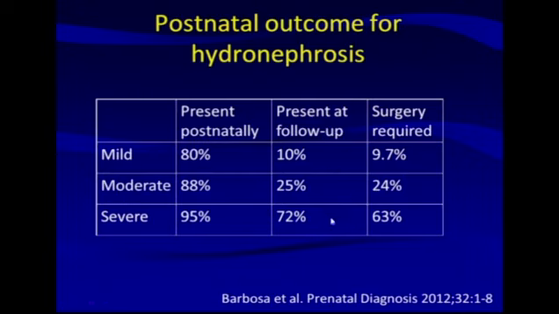But if you follow over time, and this follow-up was done at about 2 to 3 years after birth, the degree of persistence of the abnormality dropped off precipitously in the mild category, and even down to 25% in the moderate category. But most of the patients who had had severe hydronephrosis prenatally still had hydronephrosis at 2 to 3 years, and over half of these neonates and children required surgery.